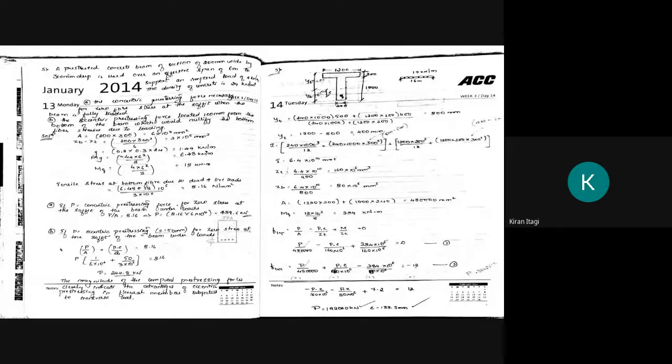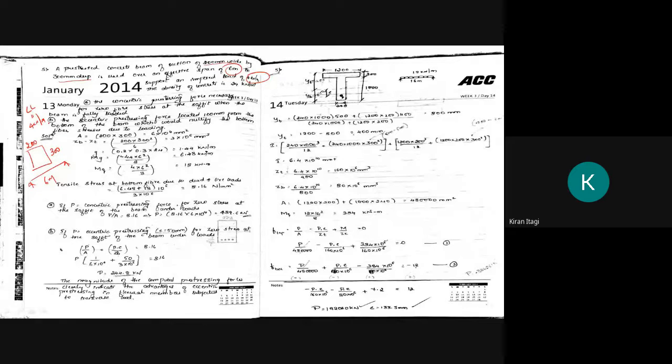So we will see another type of numerical. Here he says that a prestressed concrete beam of section 200 mm wide by 300 mm deep is used over an effective span of 6 meters. The length of the beam is 6 meters, to support an imposed load of 4 kilonewton, that is the live load he has given, which is equal to 4 kilonewton per meter.